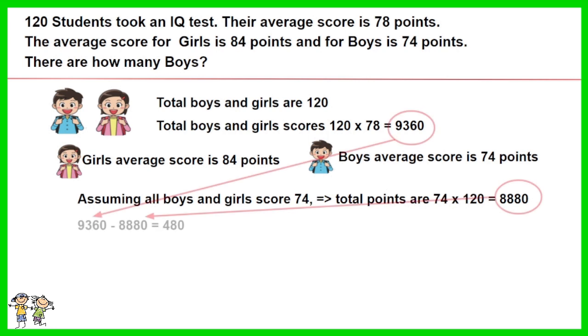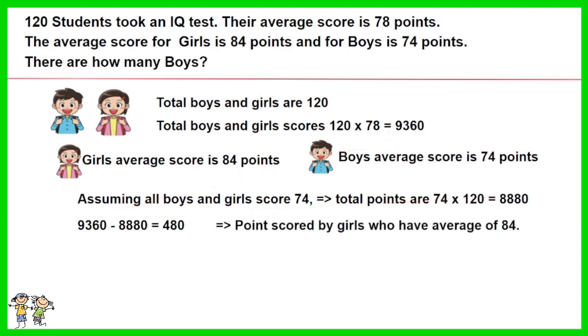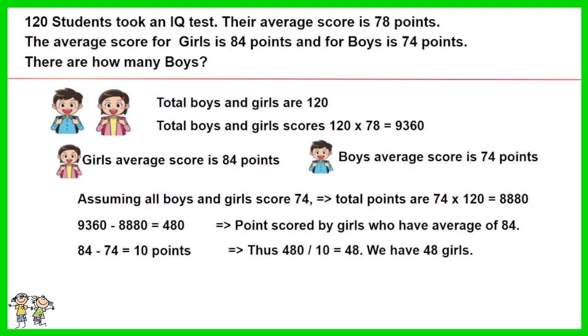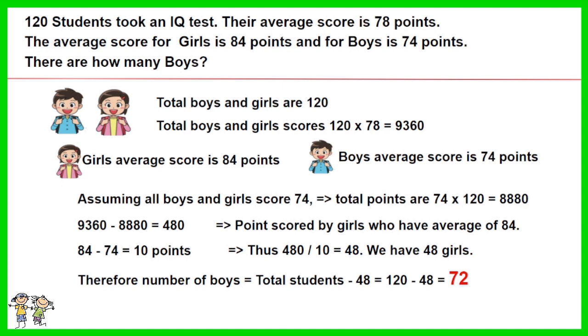Now let's deduct 8880 from the 9360, you will get 480. These 480 are points scored by the girls whose average is 84 instead of 74, a difference of 10 points. 480 divided by 10 gives you 48. Thus there are 48 girls. Therefore the number of boys is 120 minus 48, which is 72.